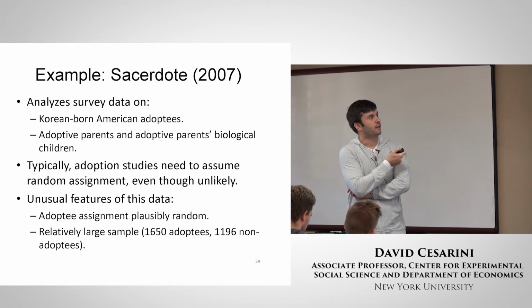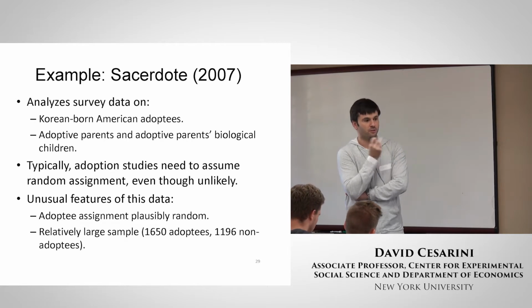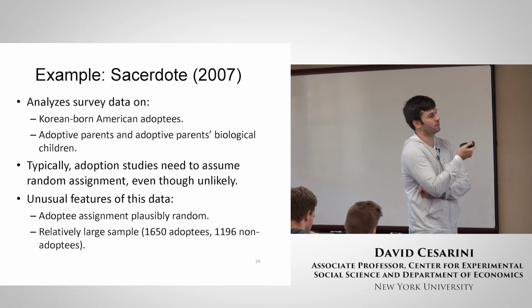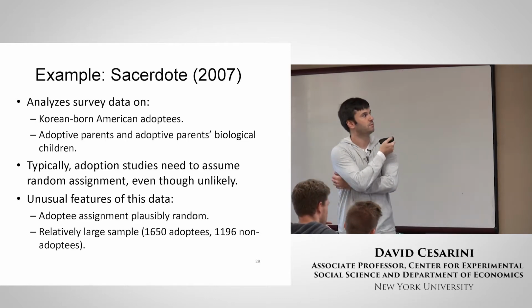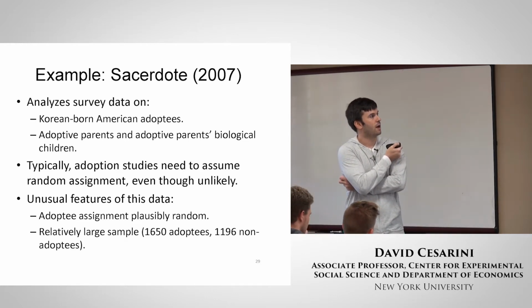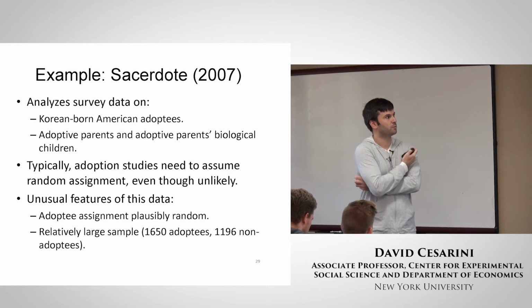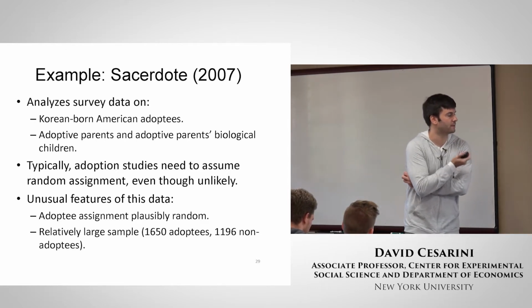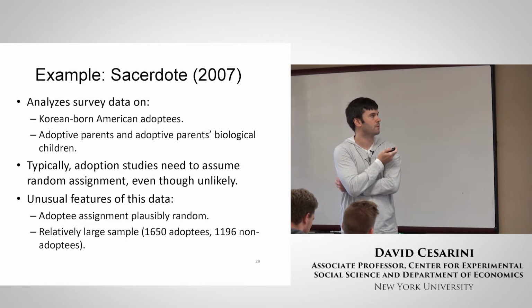You might worry that the children given up for adoption in Korea are not just a random subset of children born, which of course would be a very reasonable thing to worry about. And you might worry about the characteristics of the adoptive parents being non-representative of the population as a whole. Okay.